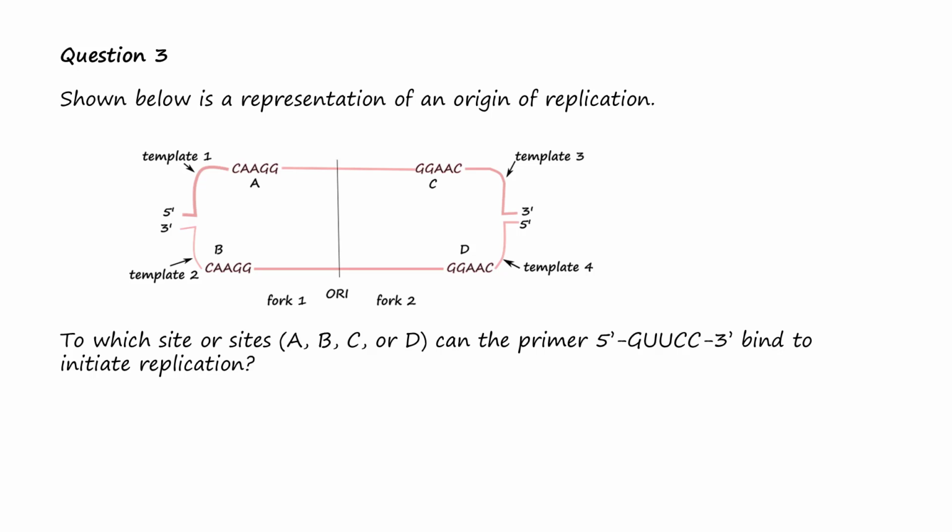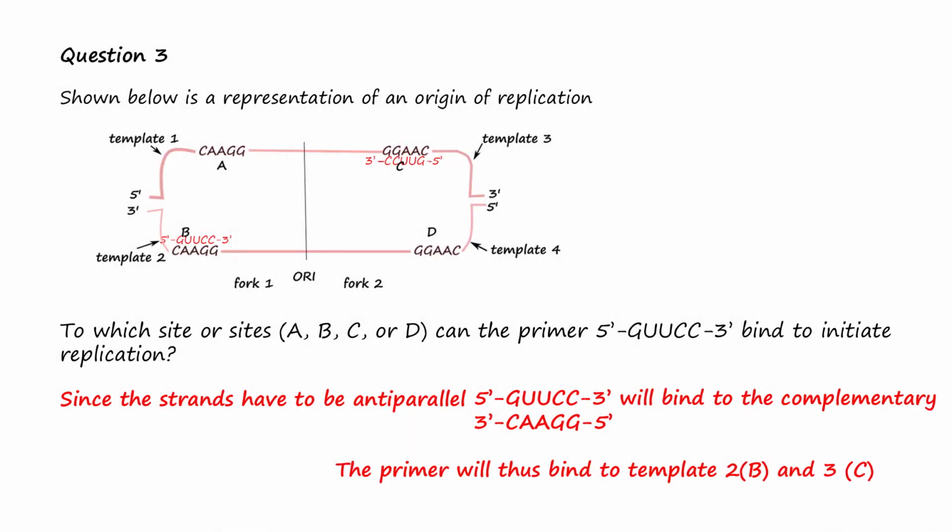Question 3. Using the same diagram as question 2, to which sites can the primer 5' GUUCC 3' bind to initiate replication? Answer: the primer will base pair with a complementary antiparallel sequence, which is 3' CAAGG 5'. This sequence is found on template 2 and template 3, so the primer binds at sites B and C.